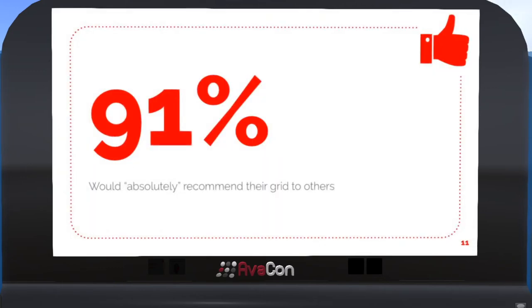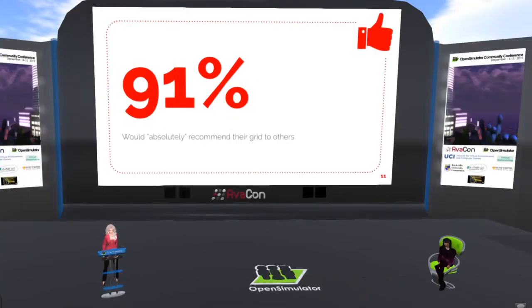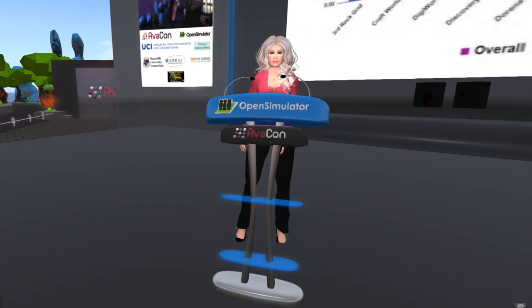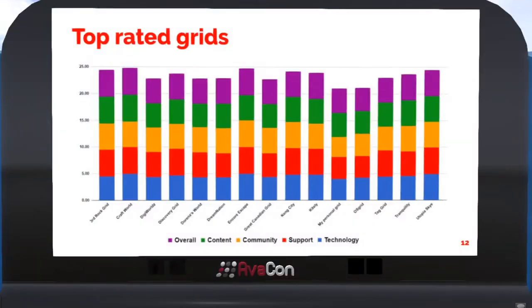And 91% of our readers would recommend their grid to other people. So for the overwhelmingly most part, people in OpenSim love the grids that they are on. We also ask people to rate their grids. And you can see from this chart behind me that for the most part, the ratings for grids were uniformly high. And the difference between the grids was only like a couple of fractions of a percentage point.